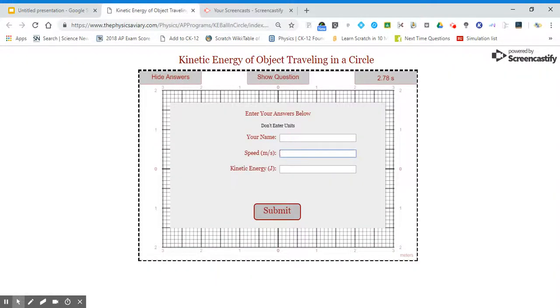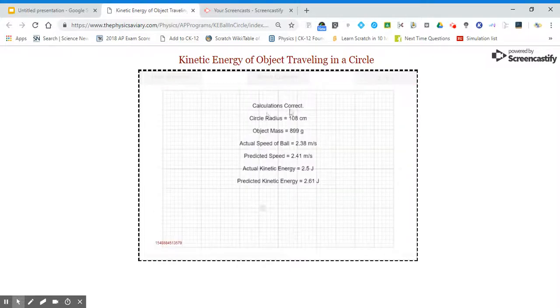All right, not going to put my name in, but I did see that I had 2.41 meters per second. Please don't enter meters per second. It's already there. And don't enter joules. It's already there. So now I just need to type in 2.61, and hopefully it is right, holding our breath. And we see that our calculations are correct.